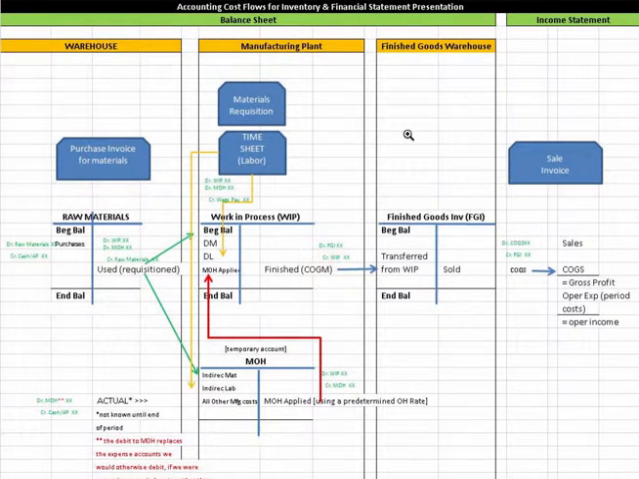And one last little note. Notice that on top here I have some sample documentation that serves as our source documentation for doing the actual accounting for these things. I hope this proves useful.